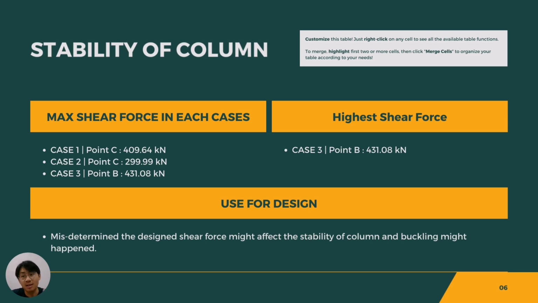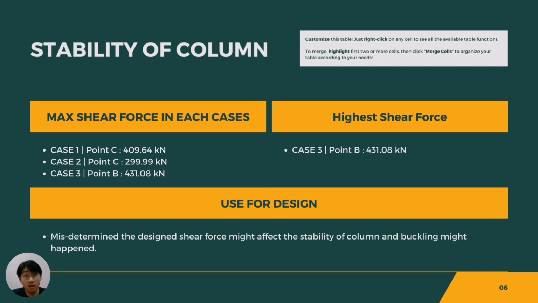For case 1, the highest support reaction is at point C with 409.64 kN, while for case 2 it is also at point C but with 299.99 kN. Lastly is case 3, with 431.08 kilonewton at point B. So obviously, we can see that the highest support reaction exists at case 3, point B, with 431.08 kilonewton.